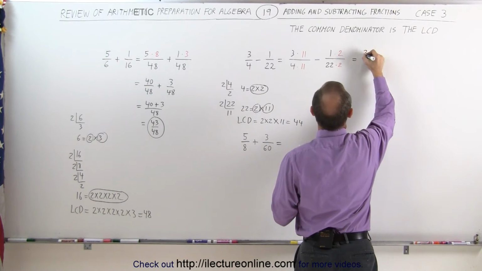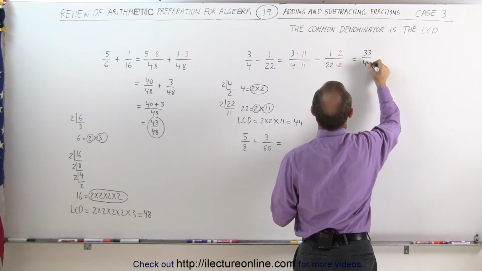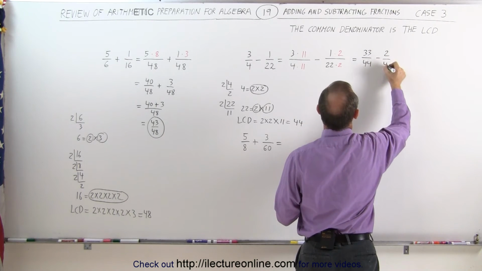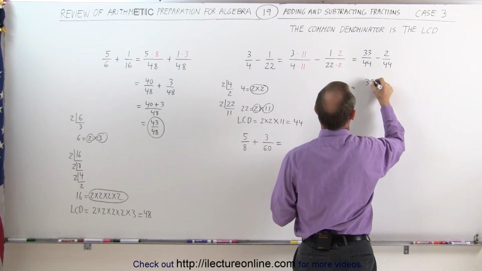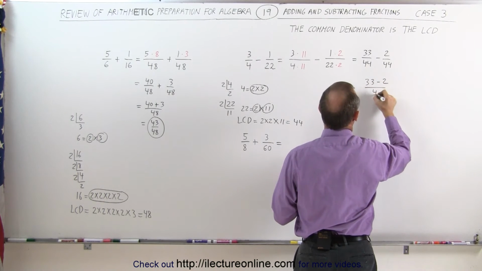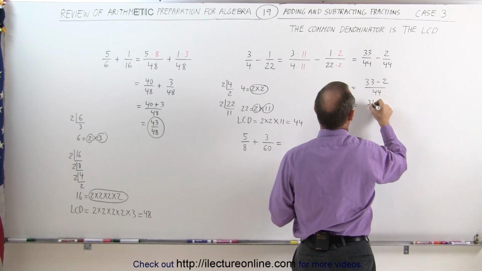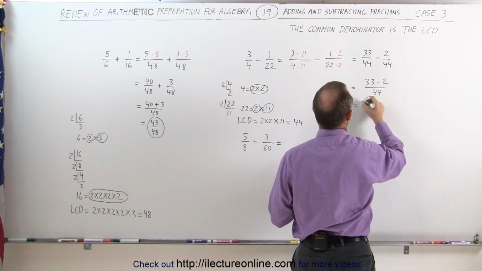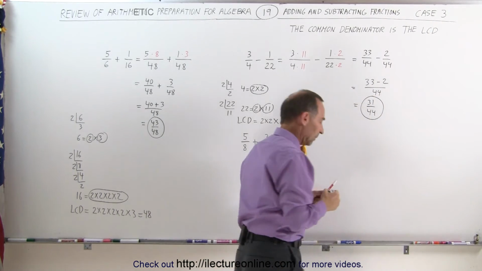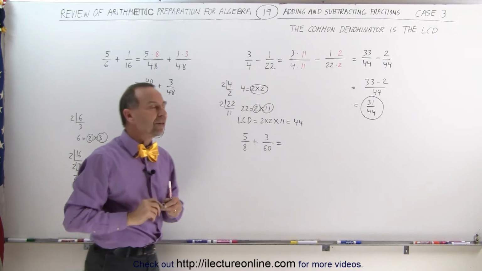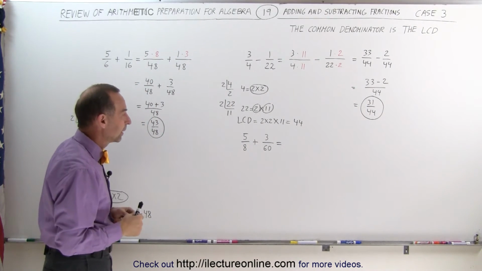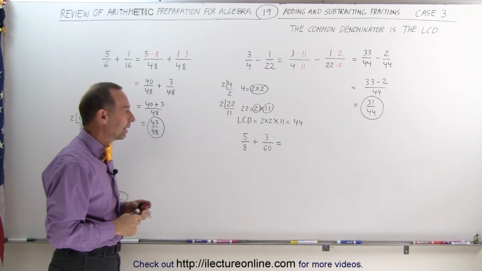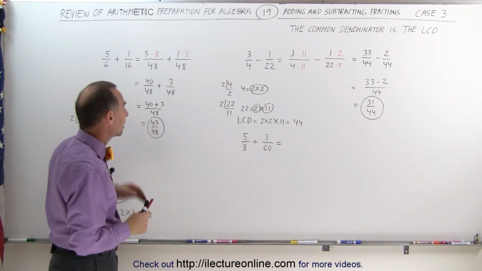This is equal to 33 over 44 minus 2 over 44. And since they're on the same denominator, this can now be written as 33 minus 2 over 44, or 31 divided by 44. So you can see I did the problem in a slightly different way, but it's the exact same technique. Here's the third one. Let's do this one now the way we did it over here.